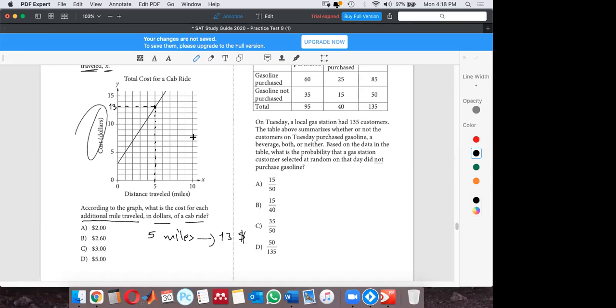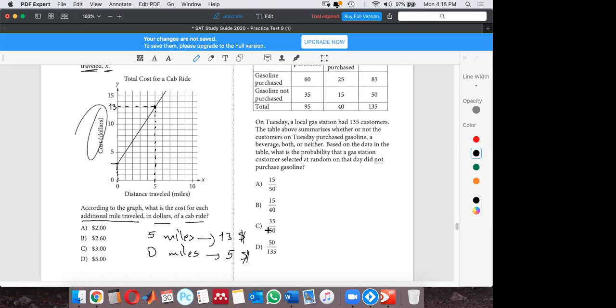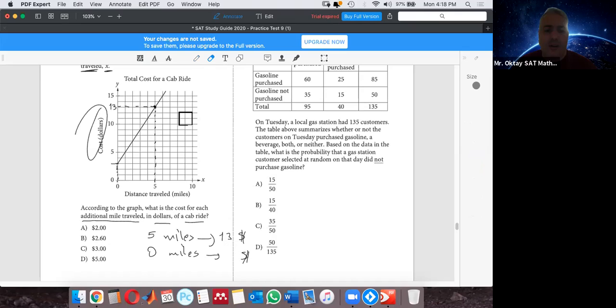Now be careful. When x is 0, how much is this? 0 miles is $3. I think it is not 5. Sorry, 3. Yes, you are right. Thank you. Till here, do you have any question?